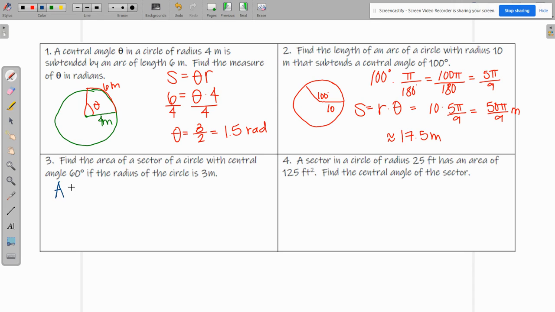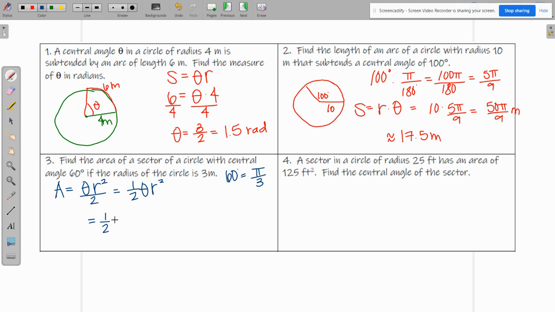So remember that the area formula is theta times the radius squared divided by 2, or 1/2 times the theta times radius squared. So either equation is going to work. 60 degrees, we need to convert into radians. We know that 60 degrees is equal to pi over 3 radians. So we're going to use that.